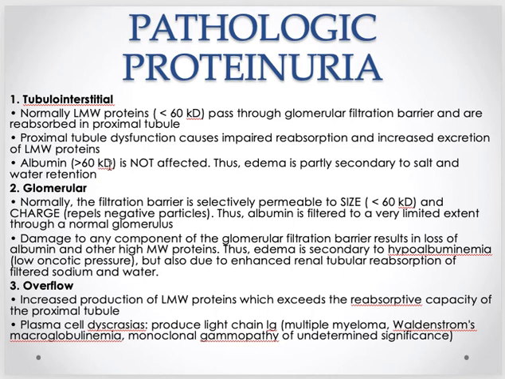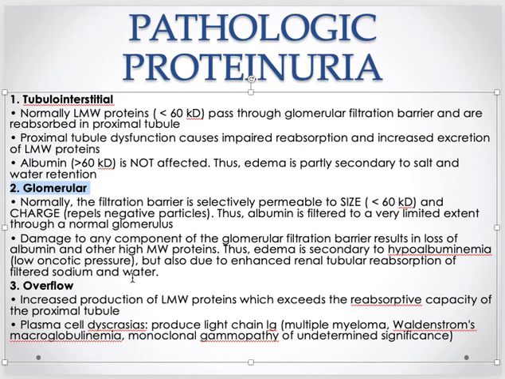As albumin is greater than 60, albumin is not filtered because it is bigger. In glomerular causes, the filtration barrier is selectively permeable to size, again less than 60, and charge, the negative one. Albumin is filtered to a very limited extent. Whenever there is damage to the glomerulus, we call these glomerular diseases. When we study glomerulonephritis, I'm sure many of you will be confused, so you have to develop good concepts about the signs and symptoms.